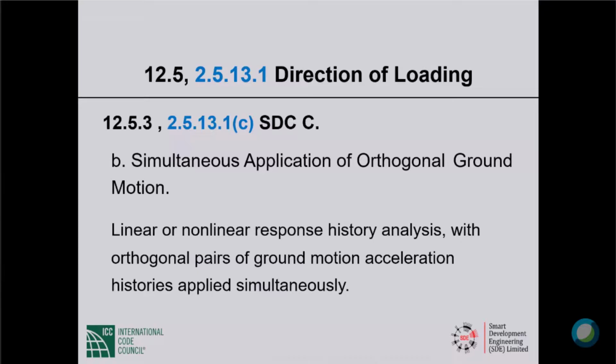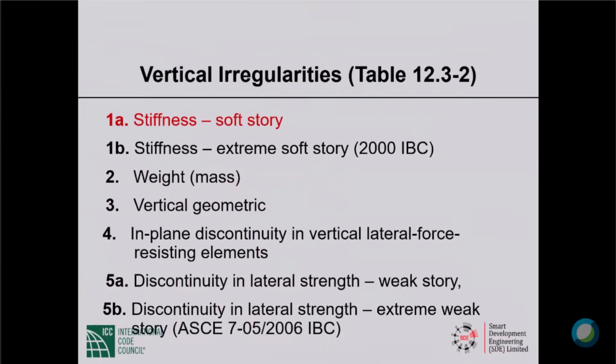So that was one way, 100% plus 30%. The other is simultaneous application of orthogonal ground motion: linear or nonlinear response history analysis with orthogonal pairs of ground motion acceleration histories applied simultaneously. You hit the building simultaneously with X earthquake and Y earthquake. Obviously, the acceleration histories are digitized, and then you do your dynamic analysis under the two earthquakes applied simultaneously. That is a direct way of considering orthogonal effects.